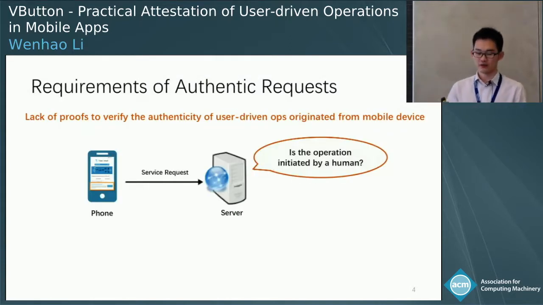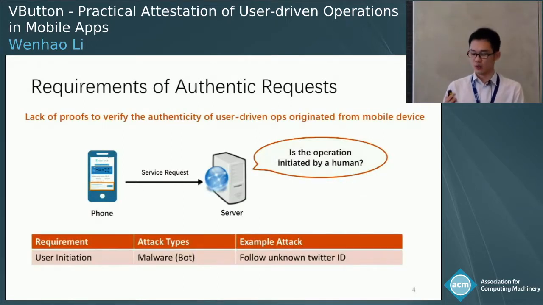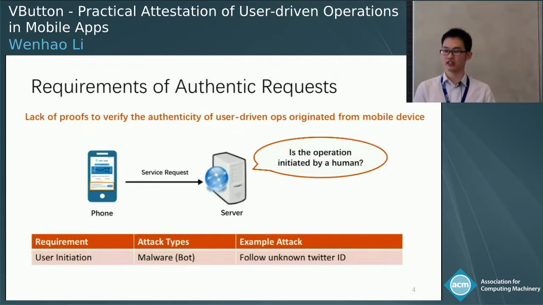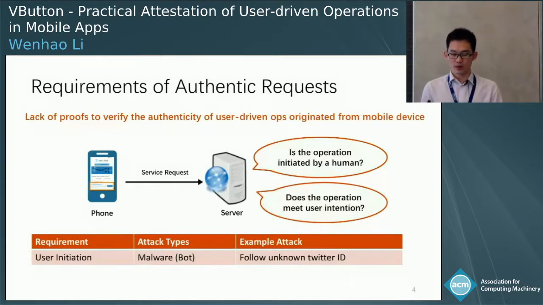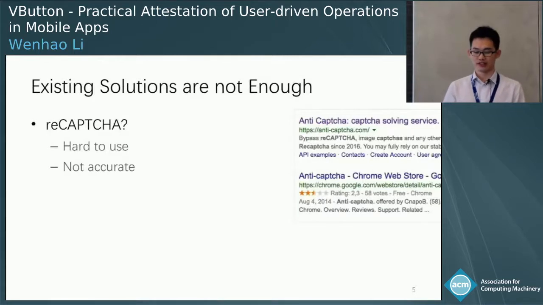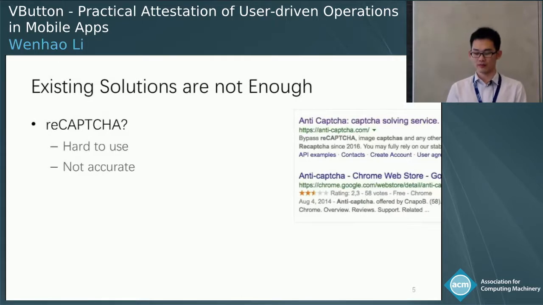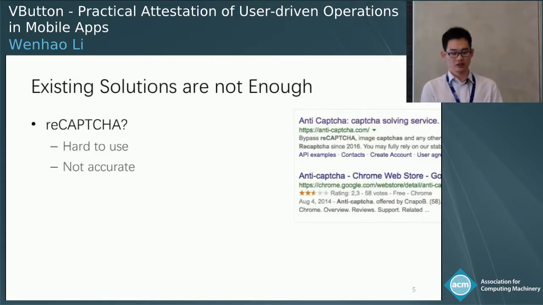Consider a server receives a service request from a mobile device. The server needs to confirm whether the operation is initiated by human instead of a bot or malware, and whether the operation meets the user intention instead of being misled. So there are many existing solutions trying to address this problem, but they are still not enough. For example, reCAPTCHA. It requires a large user involvement, and there are many anti-CAPTCHA techniques to make this approach less accurate.